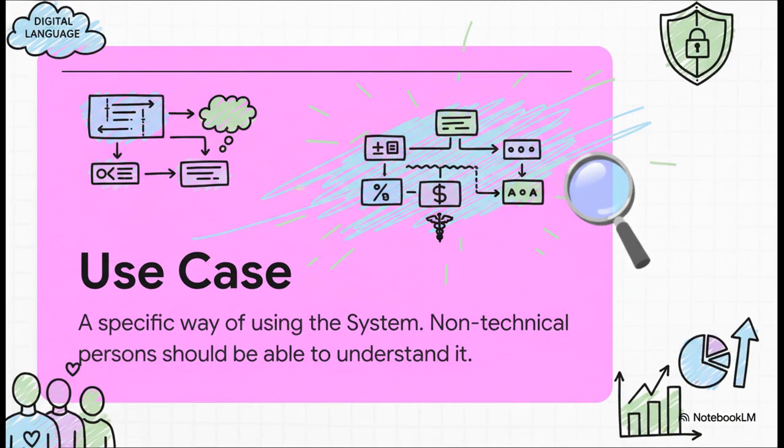So to build that blueprint, we start by defining use cases. And look, that's just a fancy term for a specific job the system needs to do. For instance, a doctor needs to schedule a new patient appointment. Super simple. The key here is that it's a story anyone can get, not just the tech folks.